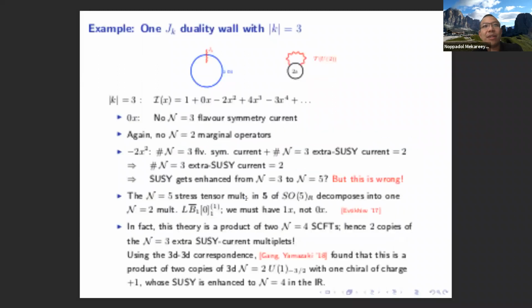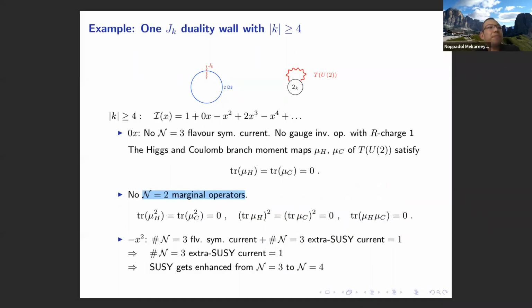Furthermore, there's no marginal operator either. This is because of the property of the moment map of the Higgs and Coulomb branch of TU2, which is basically the U1B2 flavor. Okay. Now, if you look at minus X squared, it has to come from the N=3 flavor symmetry current plus the N=3 extra SUSY current, which is 1, right?